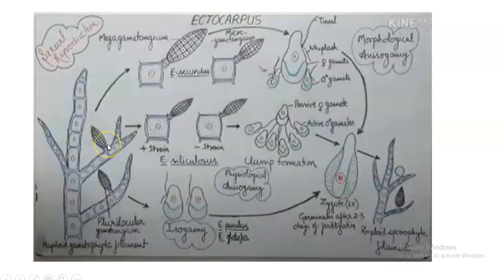Now, one thing you can observe is that these particular gametes are formed either from the same gametangium or from two different gametangia that are present in the same thallus.